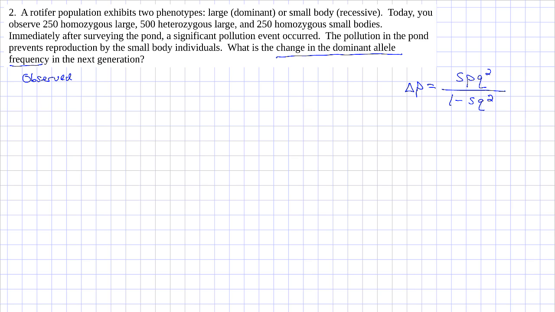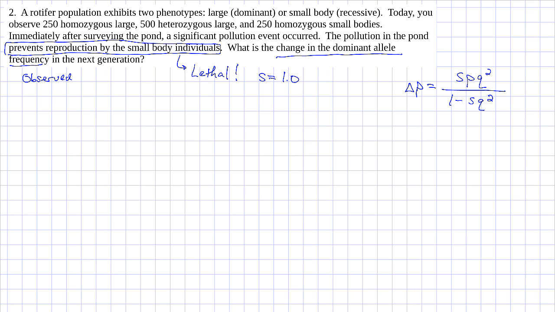S is typically given in the problem. In our problem, I tell you that a pollution event has occurred and that the pollution in the pond prevents reproduction by our small-bodied individuals. This means that all of our small-bodied individuals are unable to reproduce. This means that our selection coefficient is effectively lethal for that phenotype. If they can't reproduce, it's the same as killing them all off. So knowing that this phenotype is completely lethal, we know our selection coefficient must then be 1.0. So selection coefficient, we know.